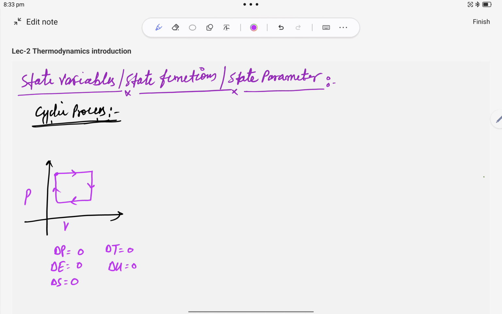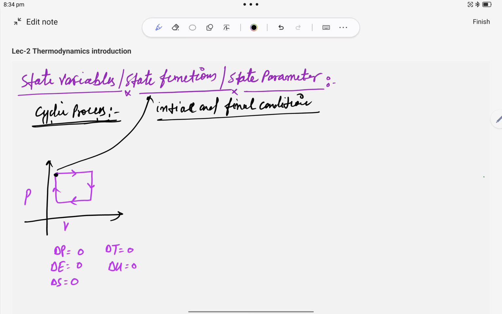See what happened? You started from this point, and again returned back on the same path. What I said, state function depends upon the initial and final condition. So in the cyclic process, you started from here and again came back here. Then no change. But if you are talking about delta Q here, Q is heat, it is a path function, so it is not equal to 0, because it is a path function, not a state function.